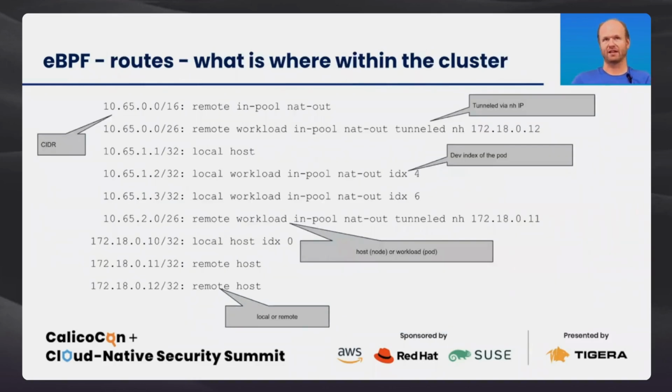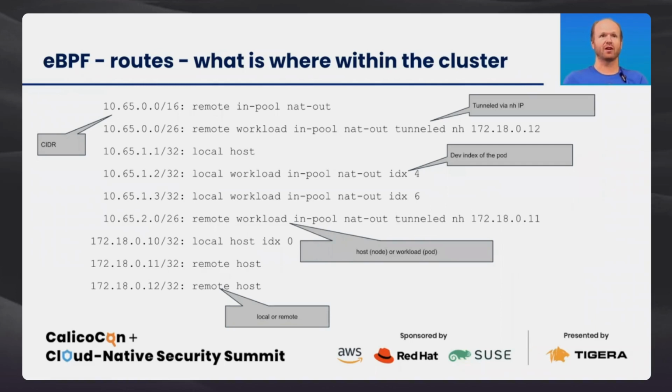The next thing to look at is the routes, and whether the routing is the same as your understanding. Calico uses a routing table of its own, which is not necessarily the same as the host routing. This is more of a table that maintains the understanding of Calico and what is where in the cluster.